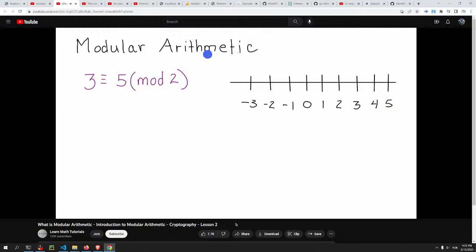Well, let's look at this number line right here. We'll go ahead and place 3 on this number line. So there's a 3, and now we'll go ahead and place 5. And so now we have the numbers 3 and 5 on our number line. But 3 and 5 are two distinct numbers here. However, we're dealing with mod 2 in this case.